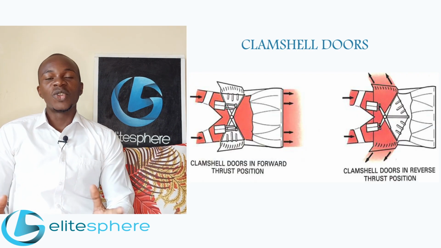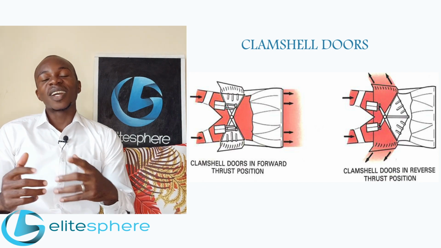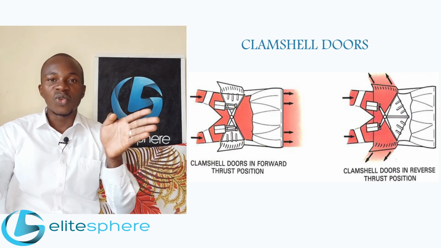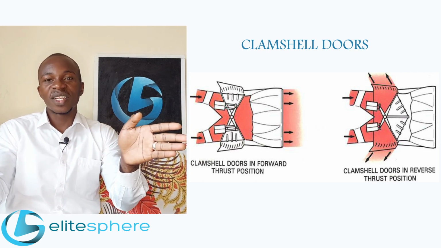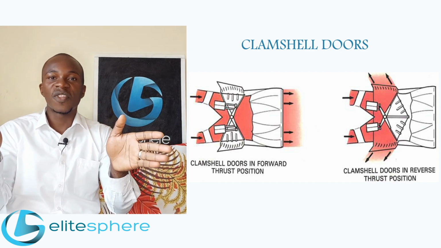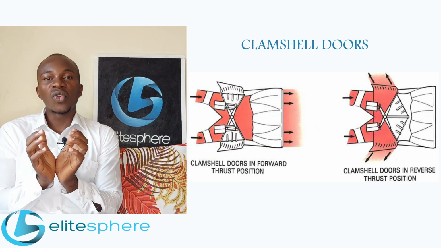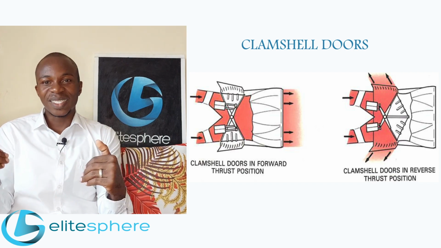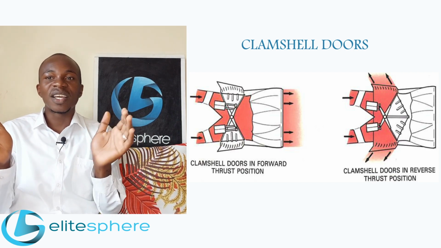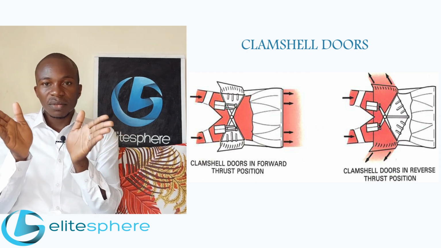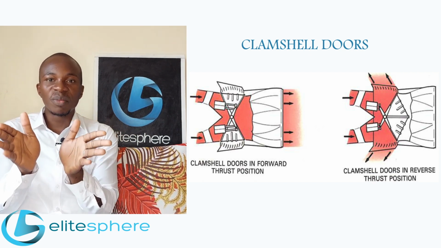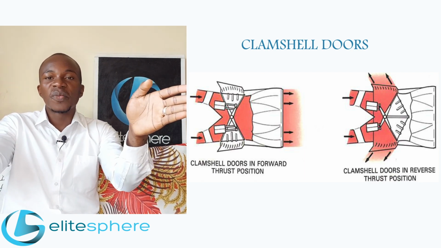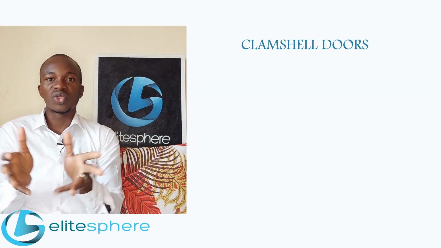For the clamshell door, the doors are rotated, uncovering ducts through which the exhaust gases will be deflected to go forward, and as a result, reducing the speed of the aircraft, hence bringing the aircraft to a stop. As these doors are rotated, they uncover ducts, and through these uncovered ducts the hot exhaust stream will be deflected in a forward direction, thus assisting in bringing the aircraft to a stop.